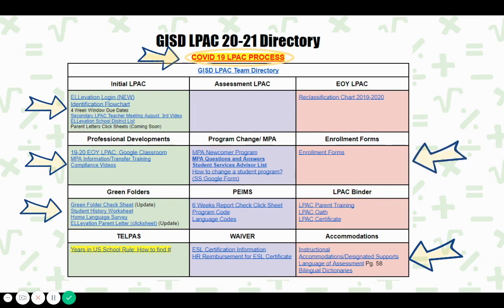For our enrollment forms that Student Services sends you, or for parent approval or denial forms, you may click on the enrollment form here to find all the forms in English, Vietnamese, and Spanish. At the bottom of our GISD LPAC directory, you will find different accommodations that you can use to ensure that all of your English learners are given the proper instructional supports to meet their needs throughout the school year.